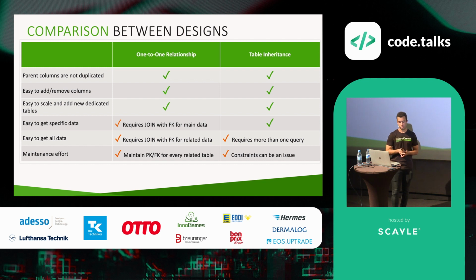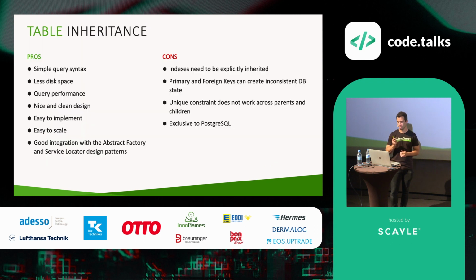Also, if I want to get all data when it comes to one-to-one relationships, I need to run some joins here. And on the table inheritance, I can either run the natural full join, or I can run two queries or more for that. And on maintenance, both of them have their downsides. So for the one-to-one relationship, I need primary and foreign keys here and there. I need to know them and retrieve them every time. And on the table inheritance, I really need to pay attention to constraints. So yeah, that also pretty much sums up the pros and cons of table inheritance.